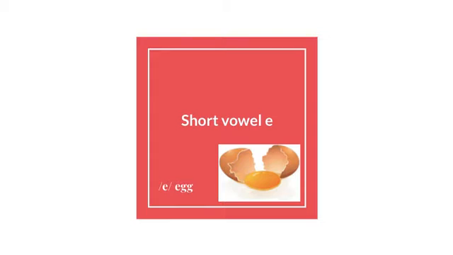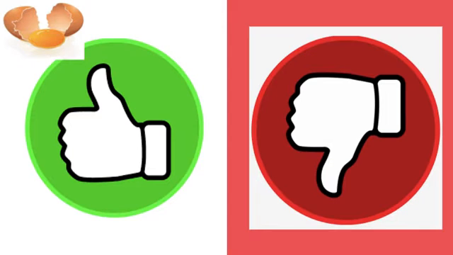Okay, let's begin. The first thing that we want to do is warm up our brain in thinking about that short E sound, like egg. If a word says like egg, give me a thumbs up. If the word does not say like egg, give me a thumbs down. So let's say I have the word edge. When I stretch the sounds, I hear edge. Edge says like egg, so that's a thumbs up.